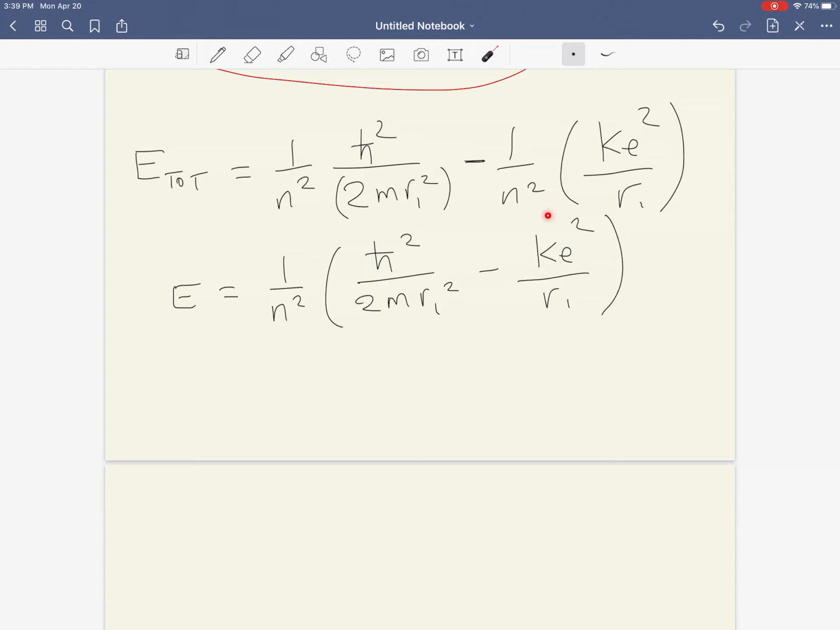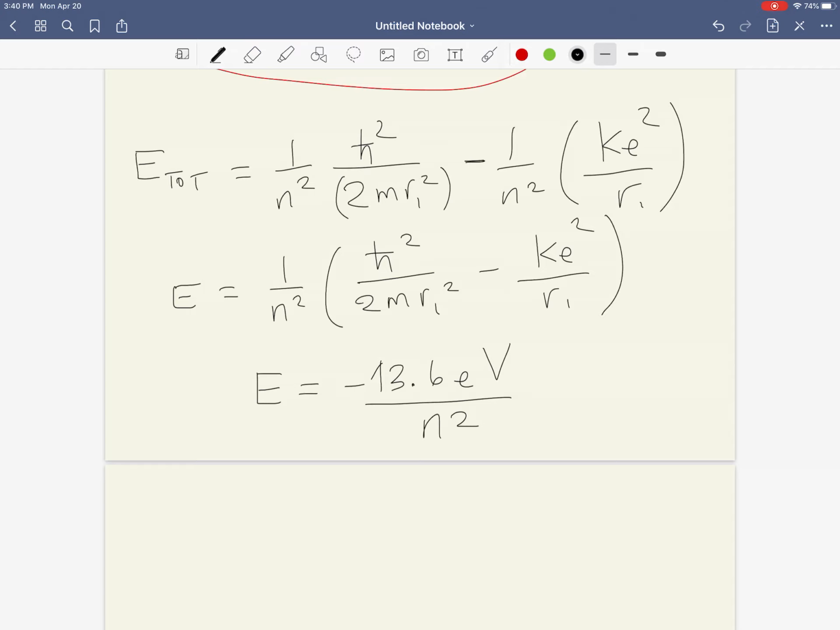And what you'll discover is that this constant here is a little larger than this constant. So when you put it all together, you will end up with an expression like this: the total energy is given by minus 13.6 eV divided by n squared. And we have chosen to write this in eV and not in joules.